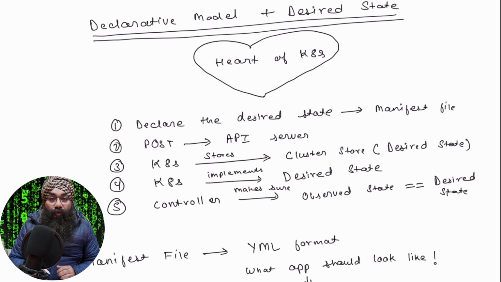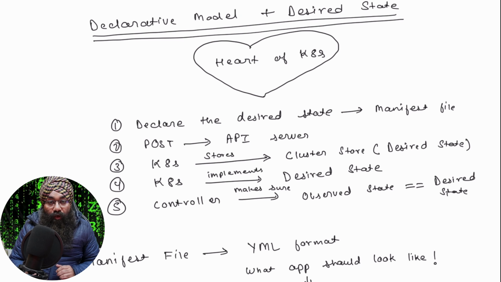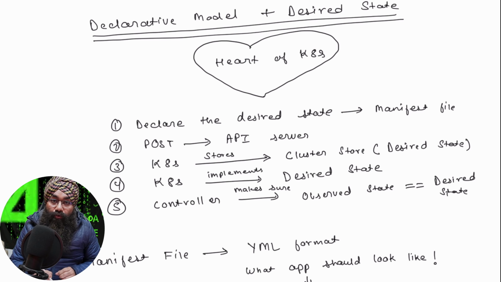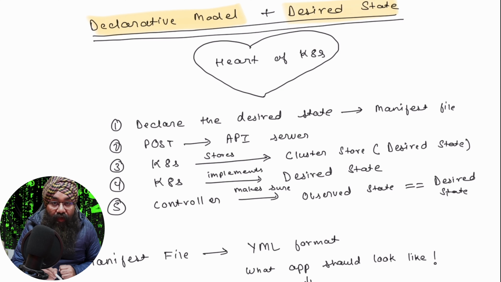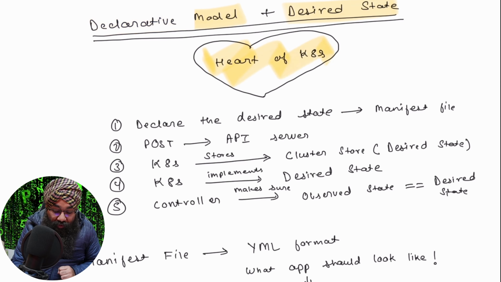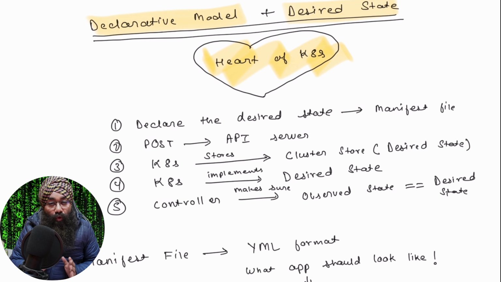Okay. So Kubernetes follows a declarative model for configuration. So let's understand what a declarative model is. In a declarative model, there is an important point also, which is called desired state. We'll learn both of these. So this declarative model and this desired state is, you can say, the heart of Kubernetes. This is the core design consideration that has been taken in Kubernetes.